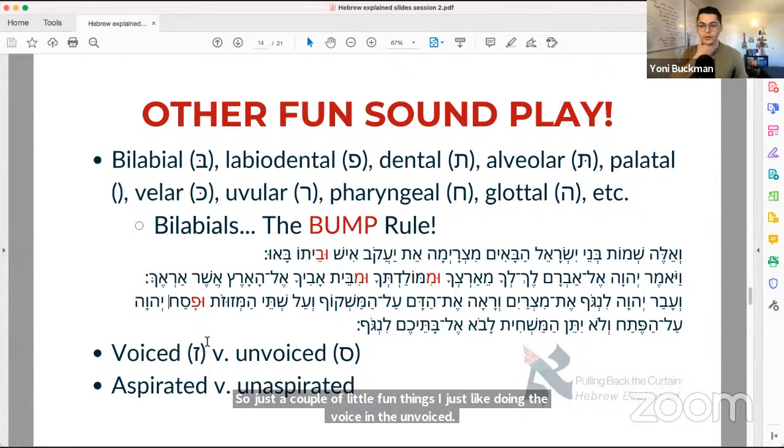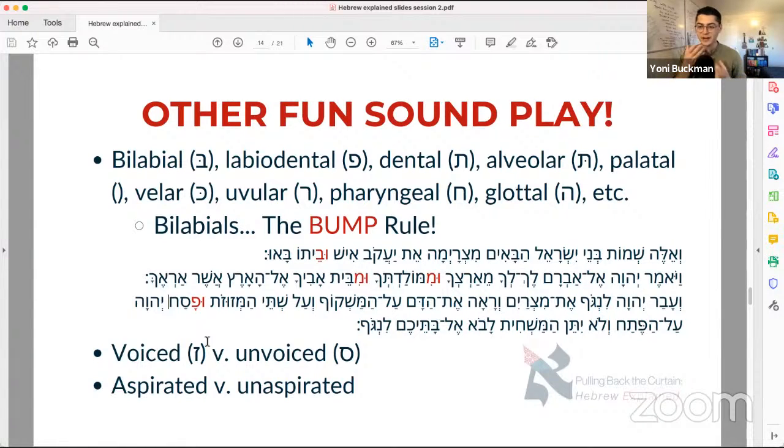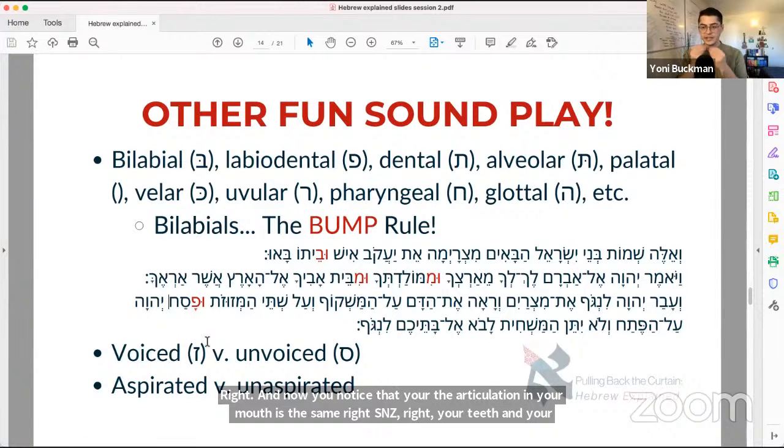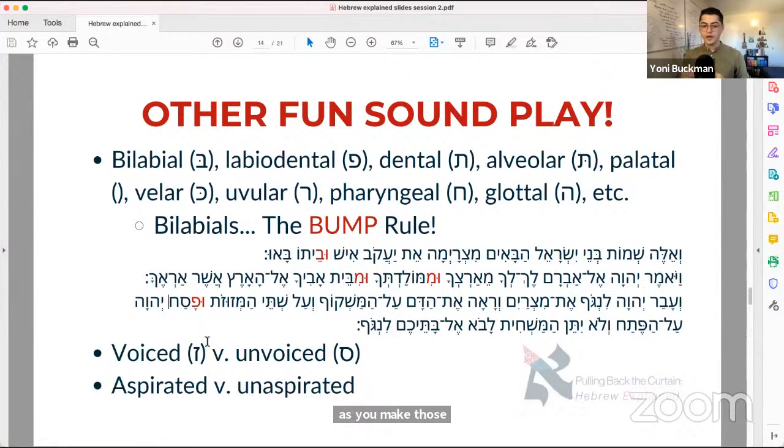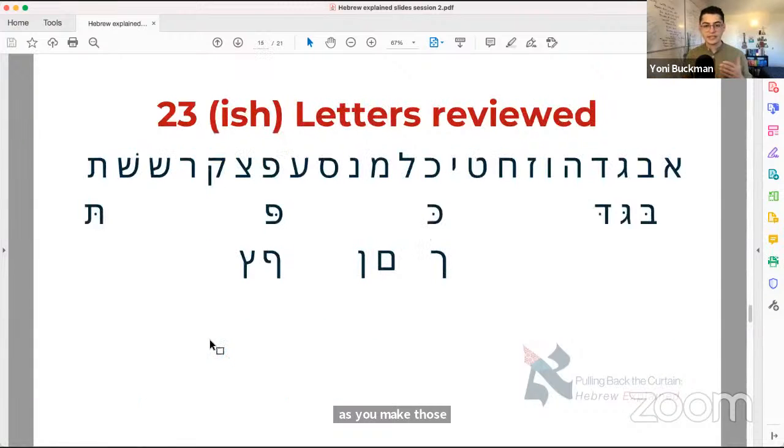But now just touch your throat as you make those sounds. When you make an S, you feel nothing. But now make a Z, Z, right? You feel the vibration there. That's the difference between a voiced sound and an unvoiced sound. So the articulation is the same, the contact points in your mouth are the same, but some are voiced and some are unvoiced. And I just think these things are fun.